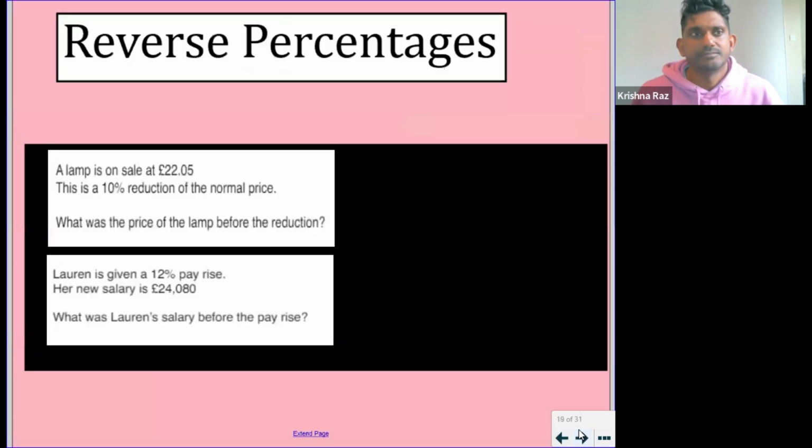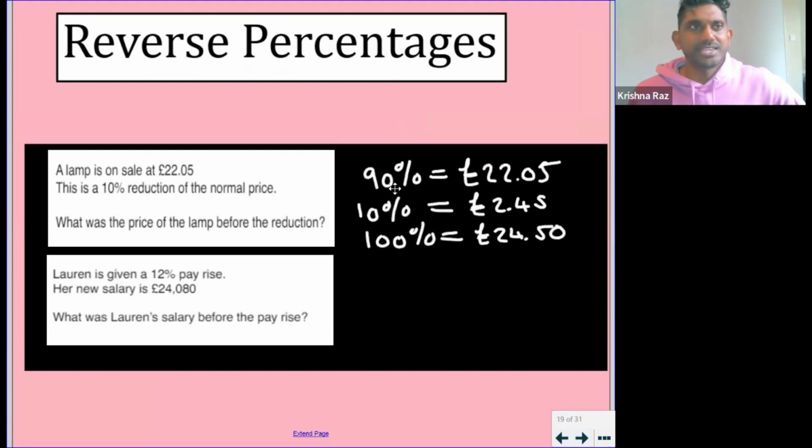Number 9, reverse percentages is in there every year. I fancy it in paper 2. An easy way to do this, just write it down. We have, in this case, a 10% reduction. Therefore, we have 90% of the cost. From 90%, you can easily find 10%. From 10%, we times by 10 to get 100%. Job done. In the second question, we're given that it's a 12% increase, therefore we have 112%.